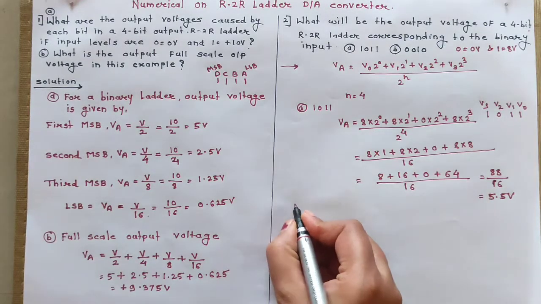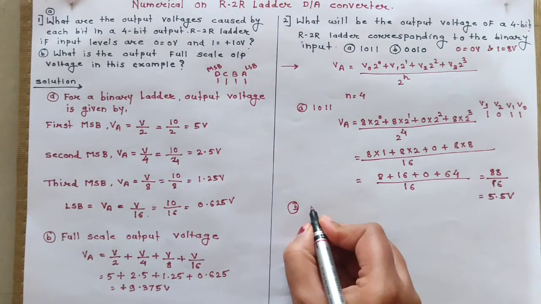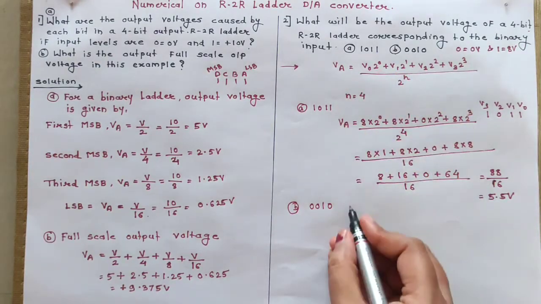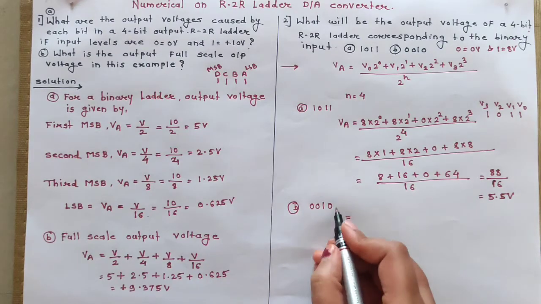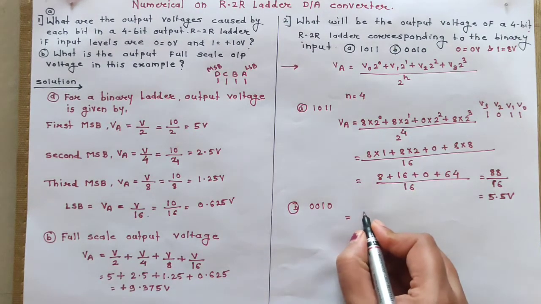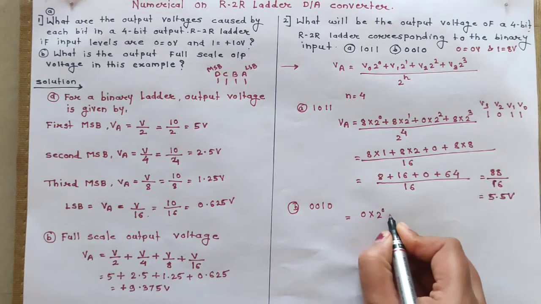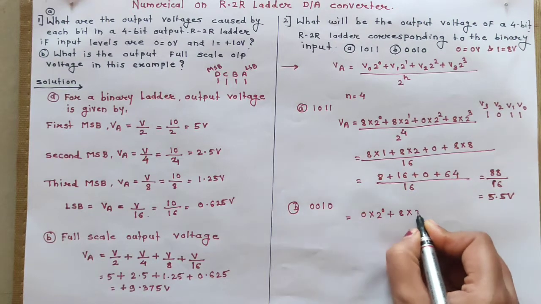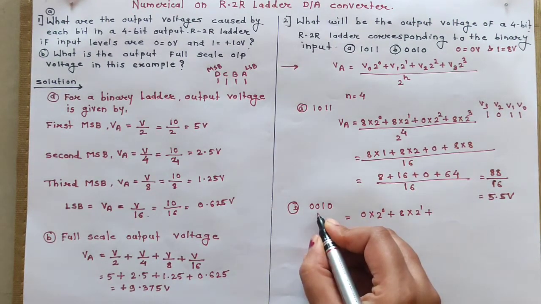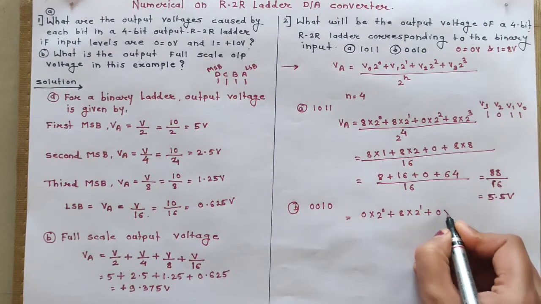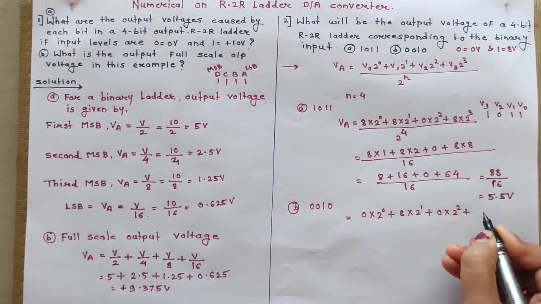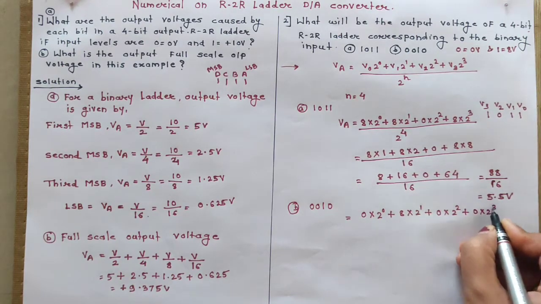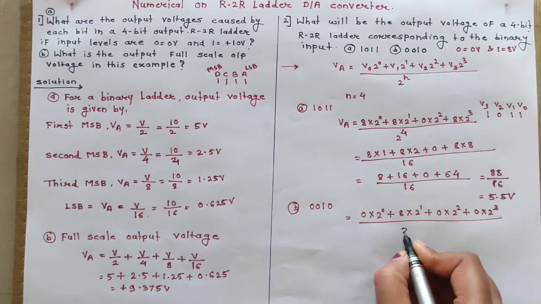Now come to the second one, B. The second binary input given to you is 0 0 1 0. The same formula we are using here. In this case V0 is logic 0, so logic 0 is 0, 0 into 2 raised to the power 0. V1 is logic 1, logic 1 is 8 volt, so 8 into 2 raised to the power 1. V2 is logic 0, logic 0 is 0, so 0 into 2 raised to the power 2. And V3 is logic 0, so 0 into 2 raised to the power 3 upon 2 raised to the power 4.